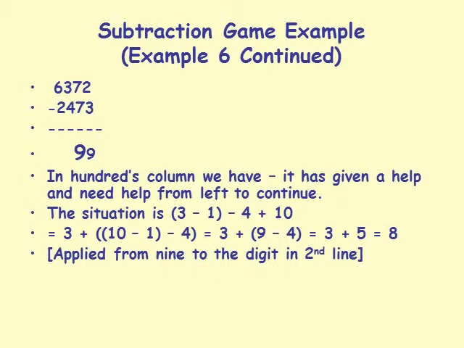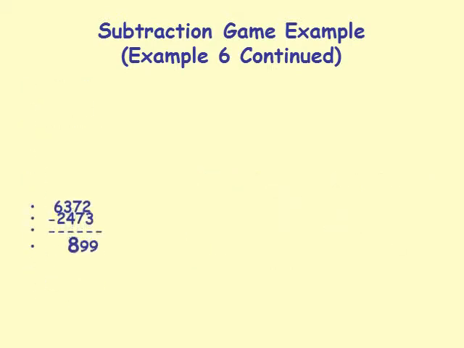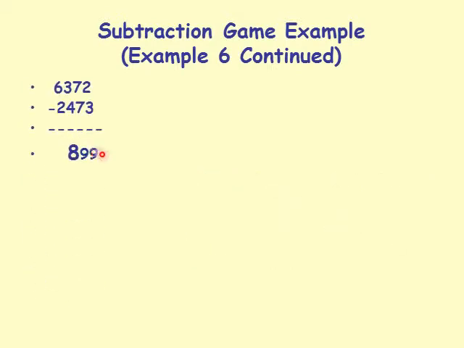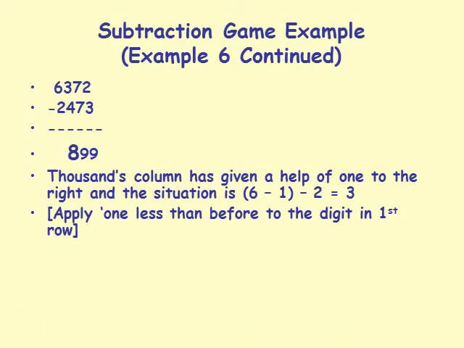So what did we do? We applied from 9 to the digit in the second line. And what is that? Challenge. We applied from 9 to the challenge. Okay, now the answer in this hundreds column is 8, and we've got one more column to go. So we have 899 already, and we have 6 minus 2 in the thousands place, which is surplus, but 6 has already given help of 1 unit to the right.